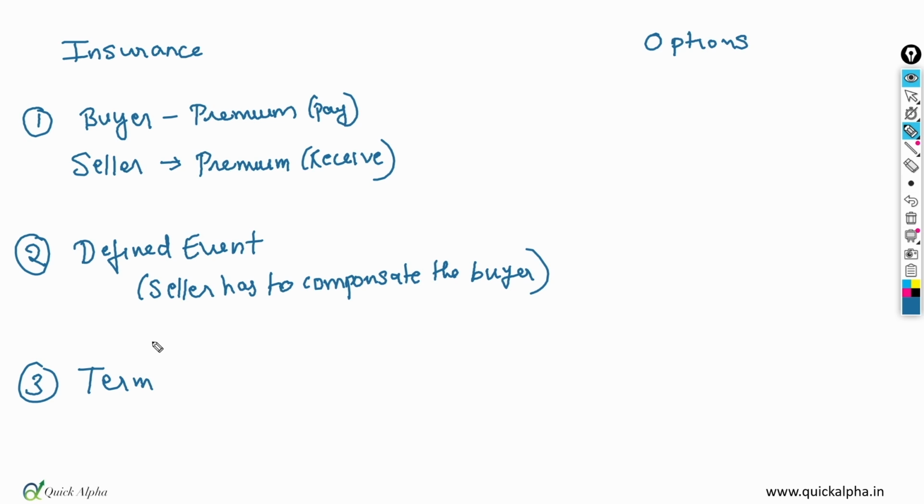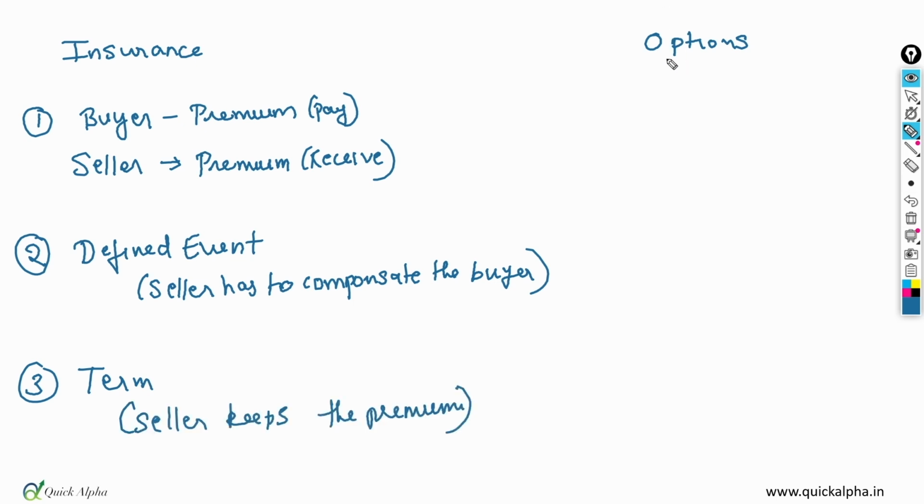So all insurance contracts have a buyer and a seller. The buyer pays the premium, the seller receives the premium, and because of that the seller has to compensate the buyer if a defined event happens. If no event occurs within a given time frame, which can be variable, say 6 months, 1 year, or 2 years, then the seller keeps all the premium. So the buyer loses all the premium he has paid.